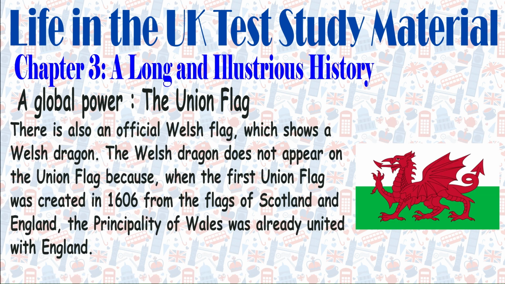There is also an official Welsh flag, which shows a Welsh dragon. The Welsh dragon does not appear on the Union flag because, when the first Union flag was created in 1606 from the flags of Scotland and England, the Principality of Wales was already united with England.